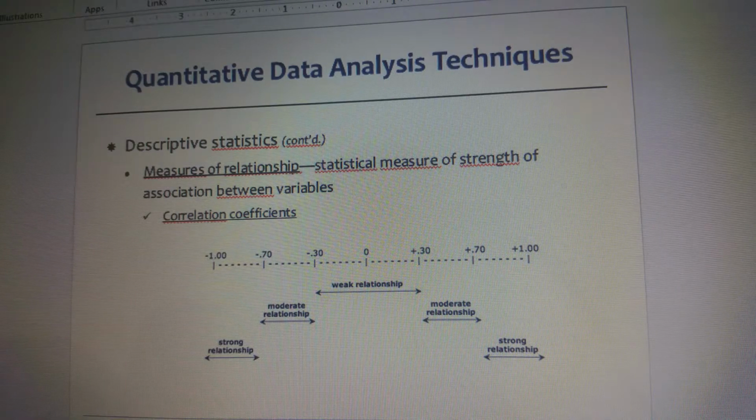The strength, as the graph or the chart shows you, from 0 to 30, that's low correlation. 30 to 70, that's middle or medium correlation. More than 70, the correlation is high. So that's about descriptive statistics.